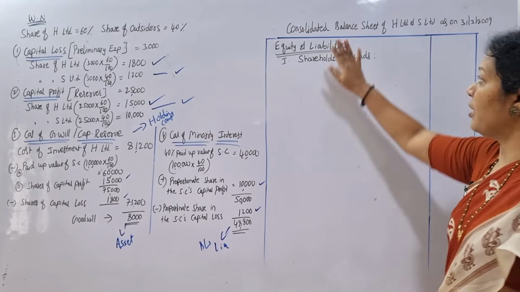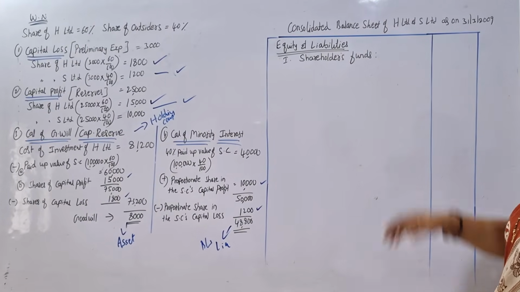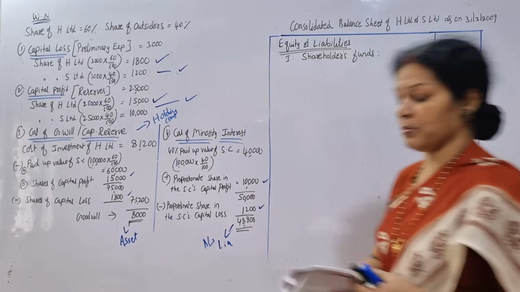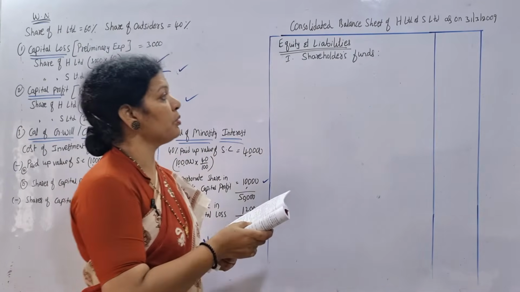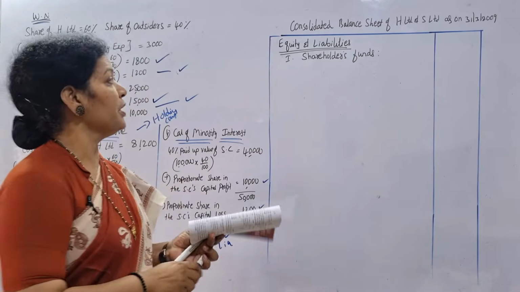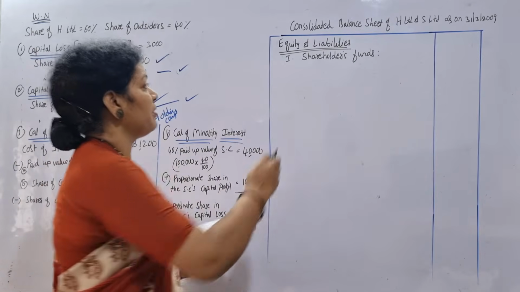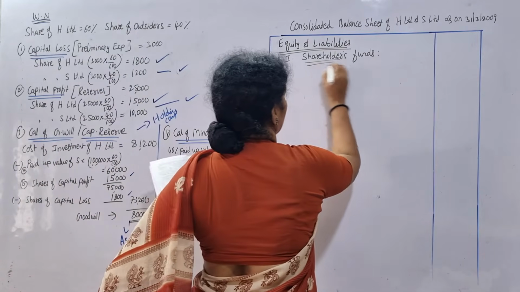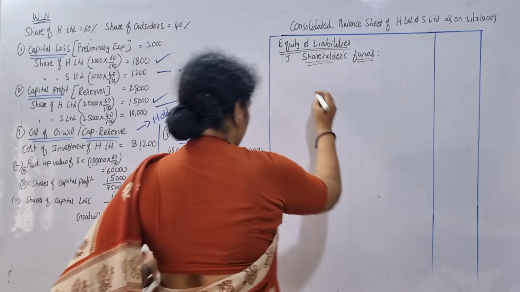Now the problem is here. I already kept a heading: consolidated balance sheet of H Limited and S Limited as on 31st March 2009. First of all, equity and liabilities. Under that we'll say shareholders funds. Shareholders funds means what do we say? Share capital.